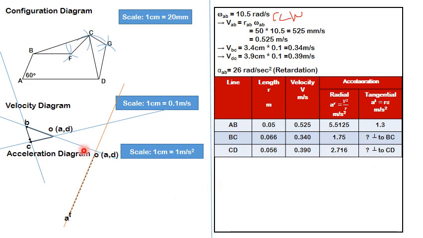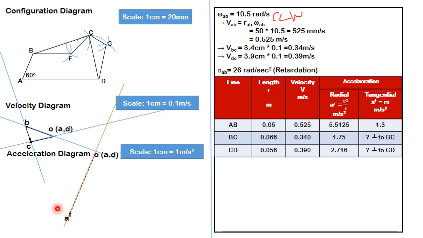So this is fixed point O, which represents A, D and all the fixed points. So I have drawn A dash. Please remember, this is not A, B, it is A dash. It only represents the radial component of link AB. So A dash I drew, its length is 5.5.